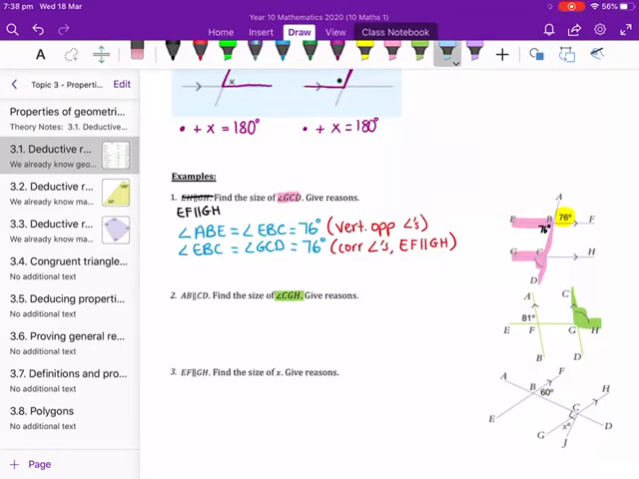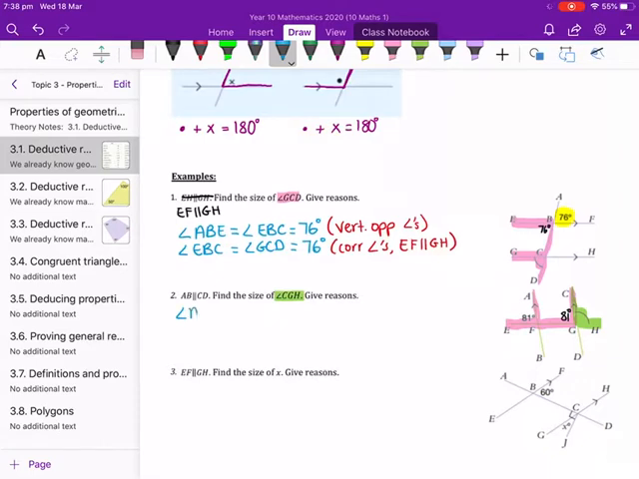Now, if we were to go around angle AFE, we want to see if we can do some vertically opposite, corresponding, alternate, or co-interior angles. The best one that I can see to do is to go around this angle here and make a corresponding angle, meaning that CGF is going to be equal to 81 degrees. So I'm going to write that on my diagram, and we're going to write our reasoning down for this.